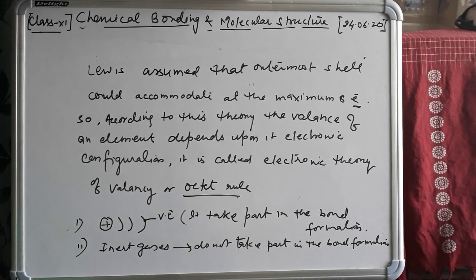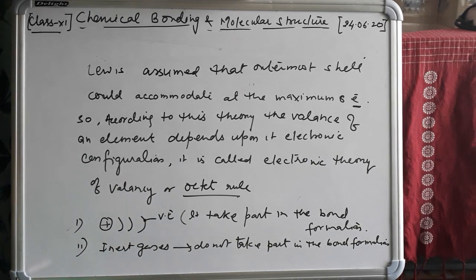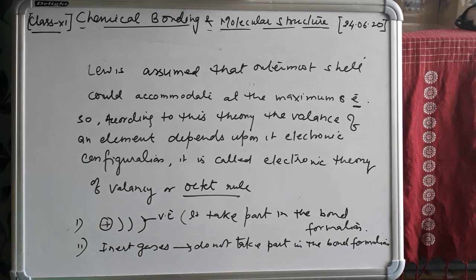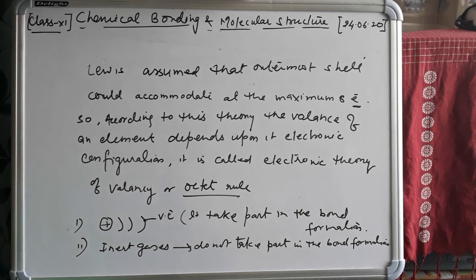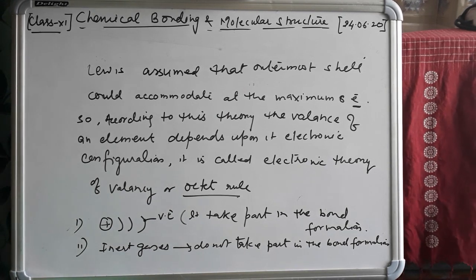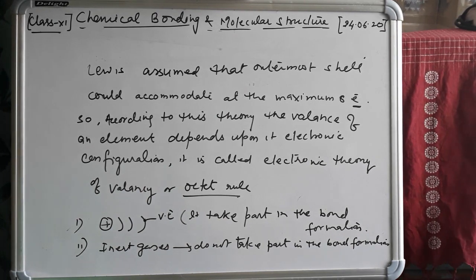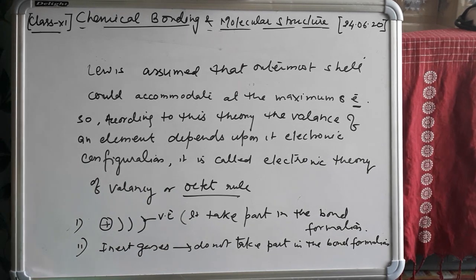So Lewis assumed that all the inert gases except helium have completed their octet, because they have 8 electrons present in their outermost shell. This 8 electron arrangement gives stability, meaning they have a stable configuration, and stable configuration means least energy. So this type of atom does not take part in chemical bonding.